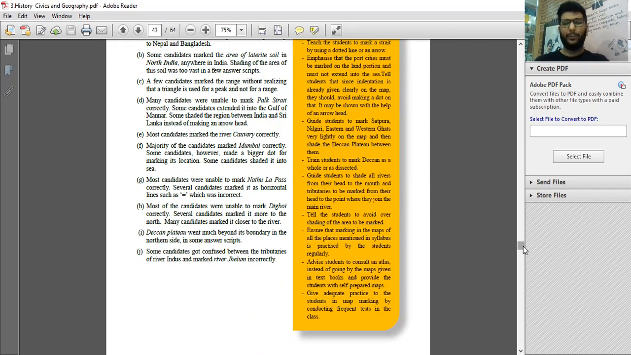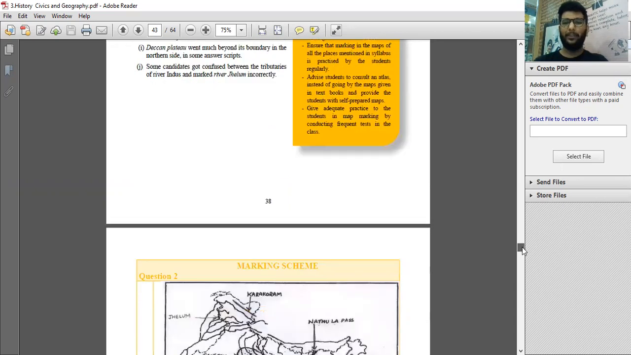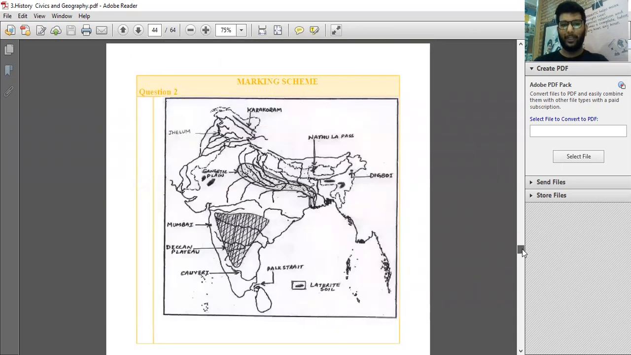Deccan Plateau, of course, has to be in a triangulated form, but should not go beyond towards the coastline. So be careful with that. Some candidates got confused between the tributaries of River Indus and marked Jhelum. So be careful with the rivers while you are marking them. Right? So children, trust me, you can score full 30 marks, 20 marks of topography and 10 marks of India's map marking, and trust me, that plays such an important role for you. So you can have a look at this, what I'm talking about. So these are the ranges.